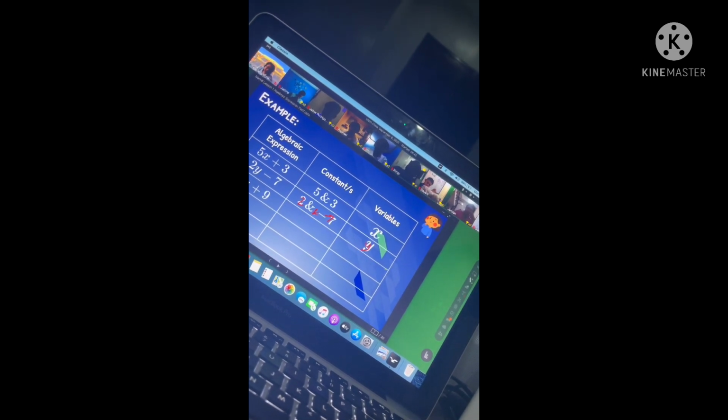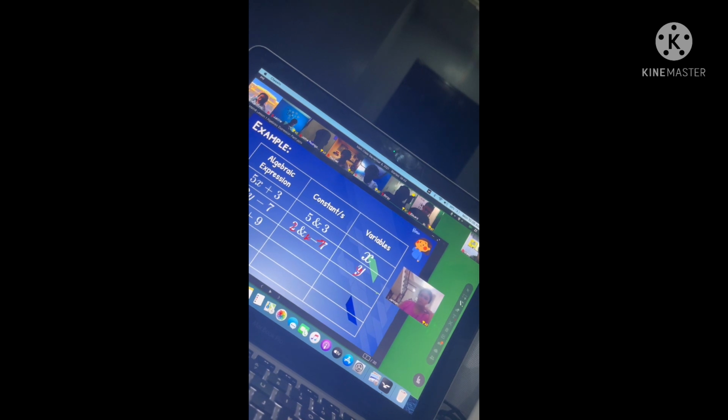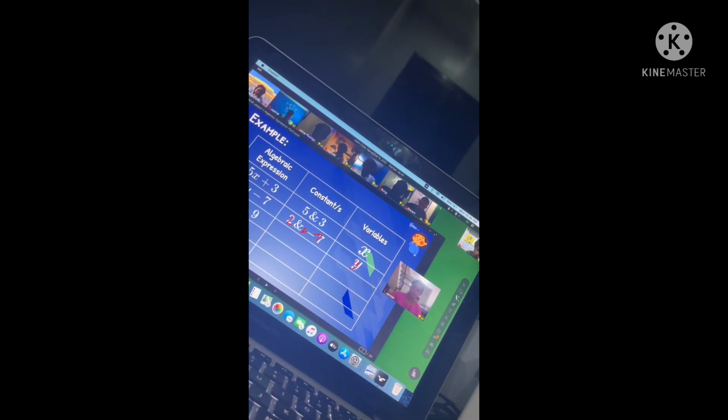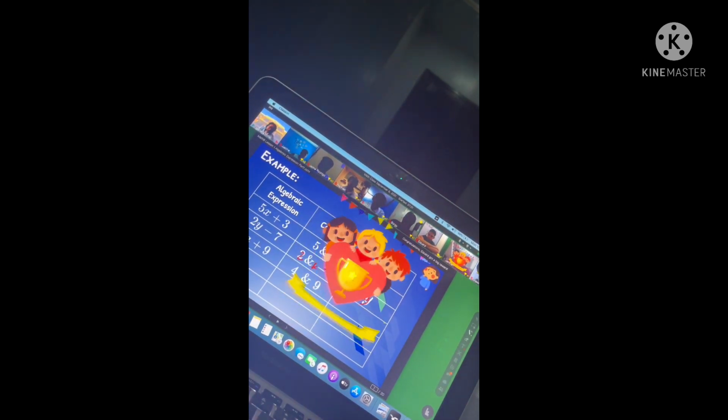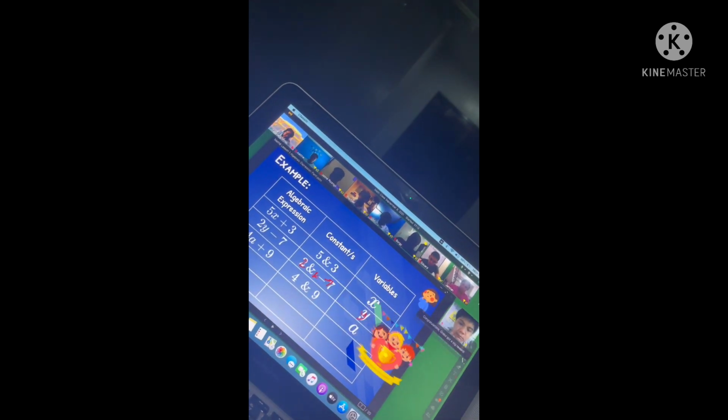Another. 4a plus 9. Jamila, what are the constants in here? 4 and 9. Okay, it's 4 and 9. Okay, very good, Jamila. Okay, Edward din. Greco, ano yung variables? Dito, ano yung letter? Okay, it's letter A. Very good. What about Justine? In here, what are the constants?